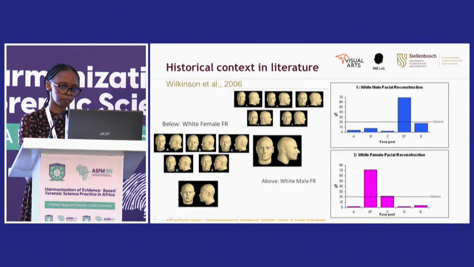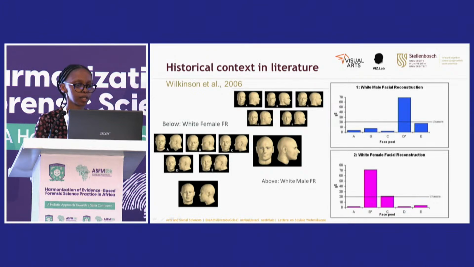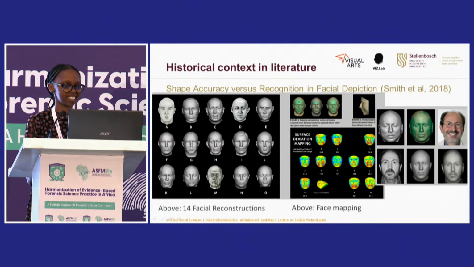Another case study by Smith in 2018 is titled Shape Accuracy versus Recognition in Facial Depiction. Three analyses were carried out to test the depiction against the target face in this study. 1 was the surface mapping, 2 was AI recognition using a software known as Face ID, 3 was the use of a human subject who was familiar to the target.